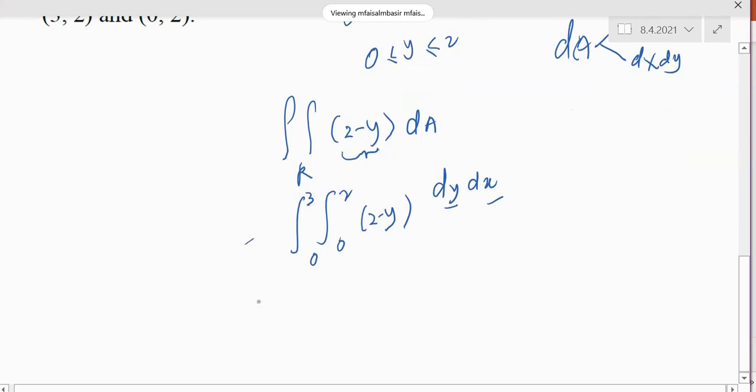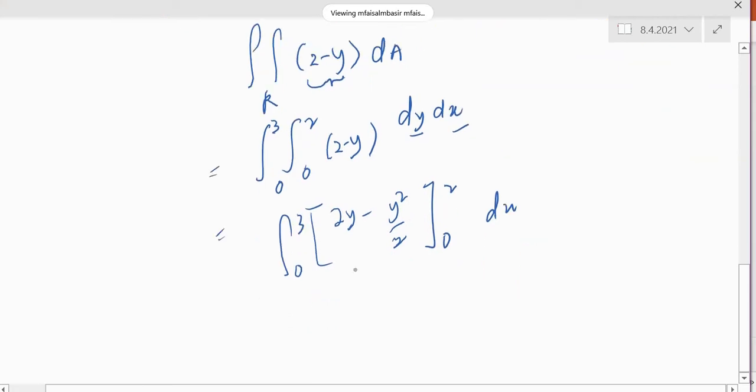So here, if you integrate with respect to y, you get 2y minus y squared over 2 from 0 to 2. This is 0 to 3. So this is for y. Remember, you have to substitute in the y. So what do you get here? 4 minus 2 squared, which is 4 over 2. Okay, this 0 is nothing.